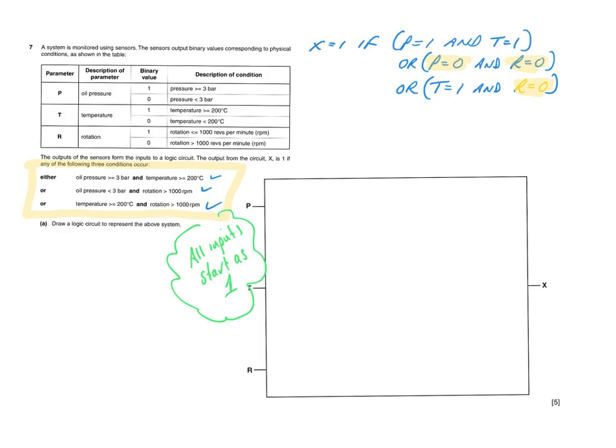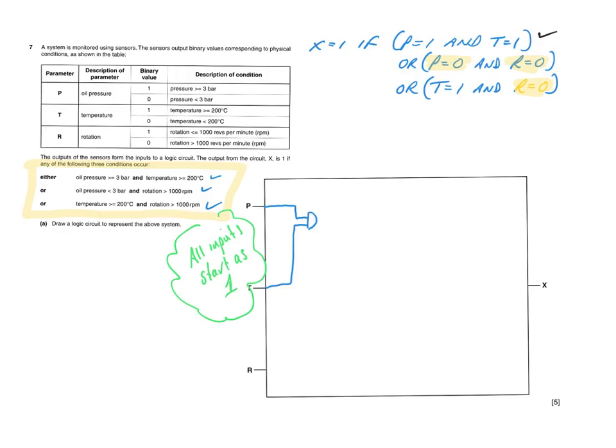So we're going to start with the first line, which is P equals 1 and T equals 1. And so we just draw an AND gate, and we take T and we feed it in, and we take P and feed it in, and that is our first line complete. I'm just going to tick that off in a different colour. We then have to deal with the next line, and this is the stuff in brackets. So P equals 0 and R equals 0.